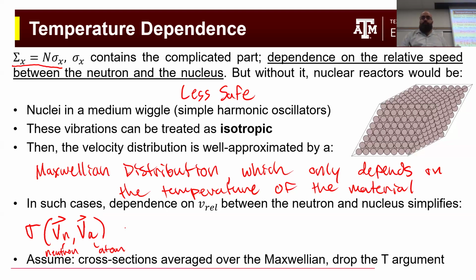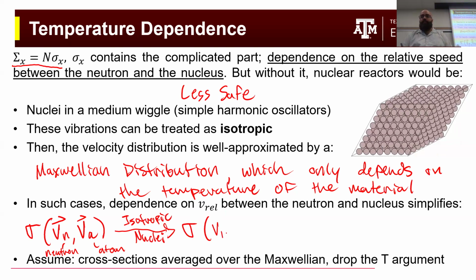But if we assume isotropic nuclei, then instead of having to talk about this microscopic cross section in terms of the velocity of the neutron, we can think of it as the speed of the neutron. And it also means that we'll have the velocity of those atoms.